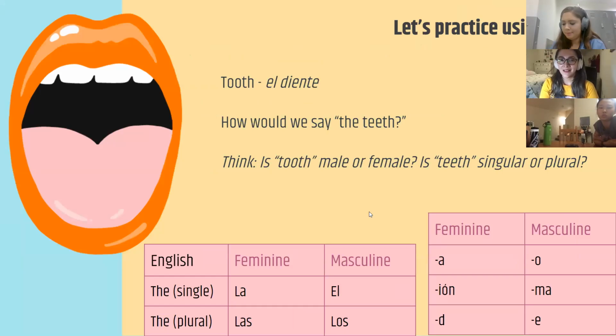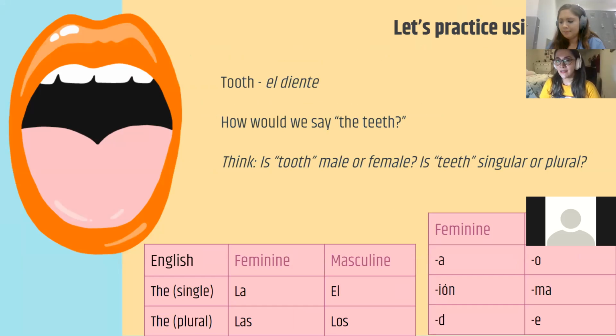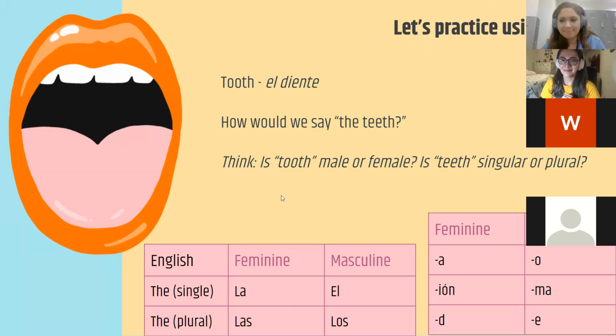So now some practice, and then you'll see that at the end of the presentation, you also have many slides for you to practice. So, okay, el diente, that would be the tooth, right? But how would you say the teeth? Anyone want to try saying it? Los dientes. Yep, los dientes.